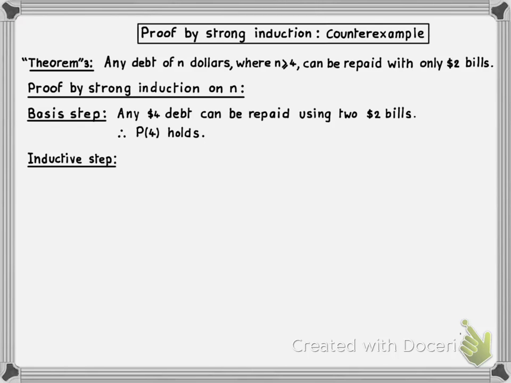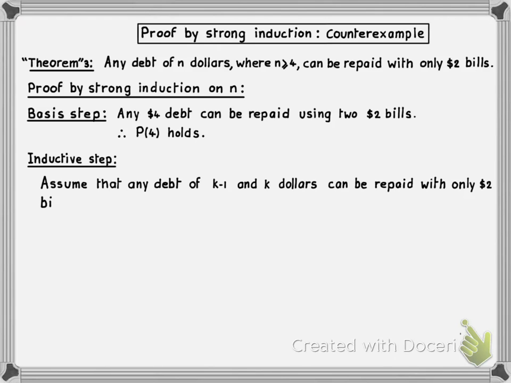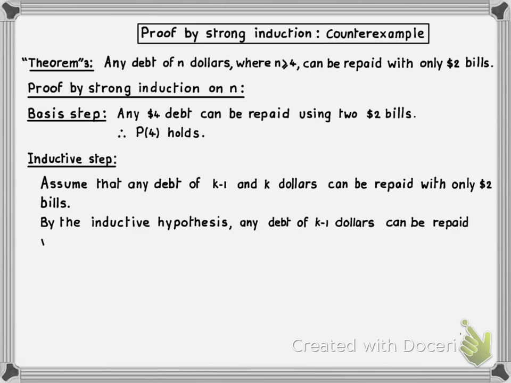Then we go to the inductive step. And in that step, we're going to start by assuming that any debt whose amount is k minus 1 and k dollars can be repaid with only $2 bills. So by the inductive hypothesis, we know that any debt of k minus $1 can be repaid with a certain number of $2 bills. Let's call that number of $2 bills x.